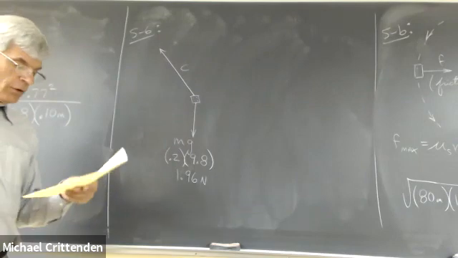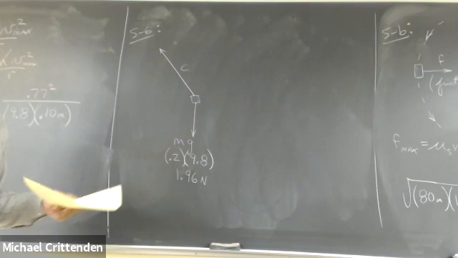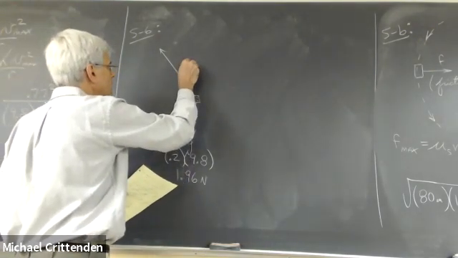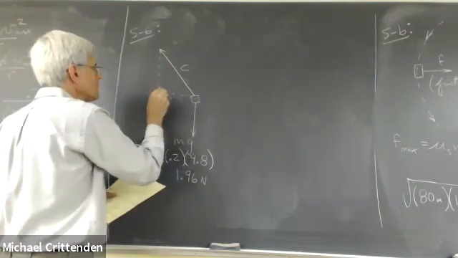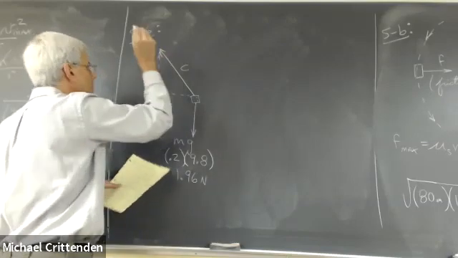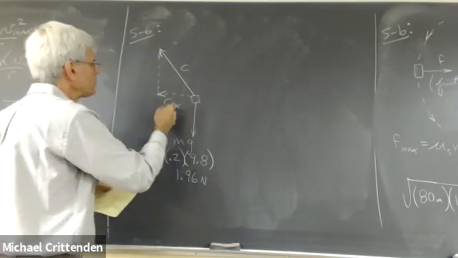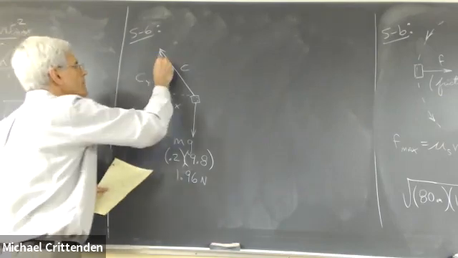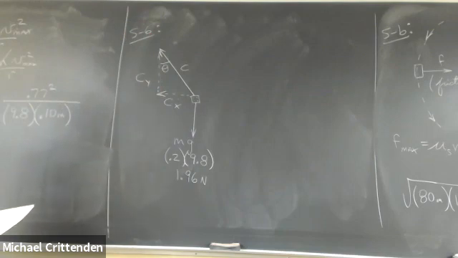I went with C for cord, or you could have S for string, or T for tension, or F for force. I went with the letter C. Why not? X component of the cord, Y component of the cord. That angle theta there is our objective. That's the thing we want to know.